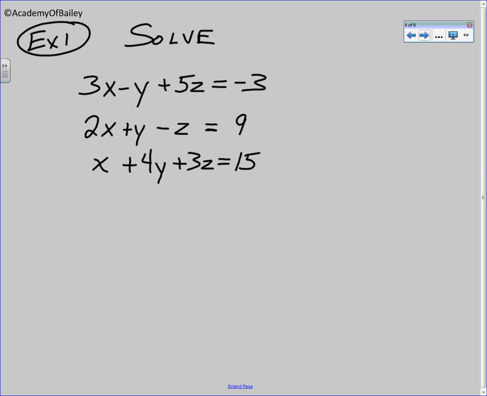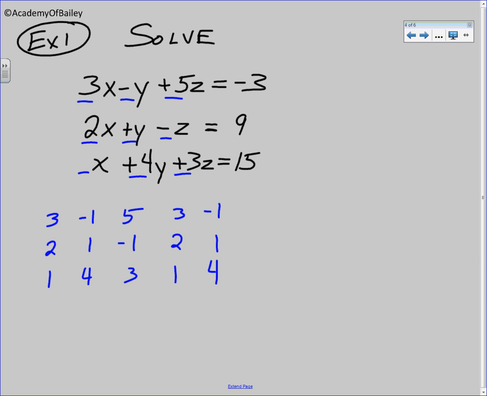To solve this, matrix A is going to be these numbers, 3, 2, 1, and we have a negative sign there, so let's make sure we pay attention to that. And these numbers here, 5, -1, and +3. This is matrix A. Imagine the brackets around it to make it a matrix. We're going to calculate the determinant, so let's rewrite the first two columns and go ahead and solve that.